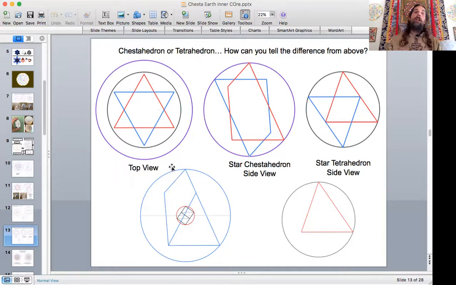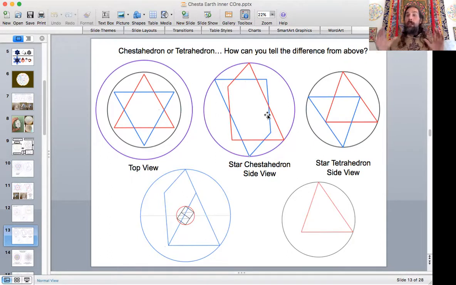So anyway, here's an important point to all this: the Chestahedron or the tetrahedron basically. How can you tell the difference from above? Because remember, these are two triangles from the side. This is what they look like above. These are the same size tetrahedron compared to the same base of the Chestahedron over here. So this length is the same as this length. And when you're looking at them from directly above, there is no way for you to be able to tell, because they're directly on top of one another, whether you're looking at a Chestahedron or a tetrahedron from above.